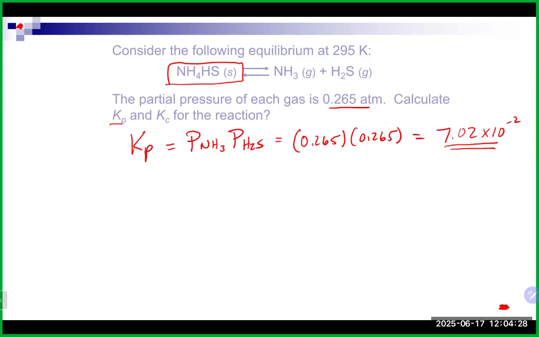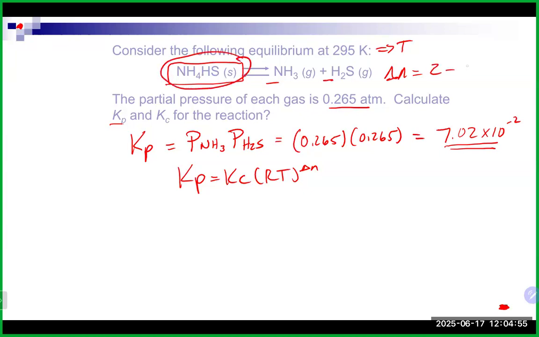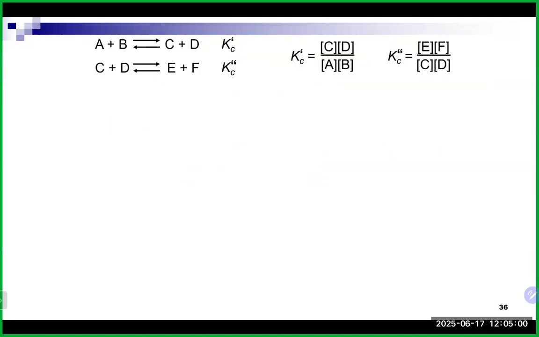Now, again, we have our Kp value. We could use that formula that relates the two together, and we could take our Kp is equal to our Kc times (RT) to the delta n. Here, our temperature was already in Kelvin, so we're good to go on that. R is obviously a constant. We do want to calculate delta n, so it is our product, which is one gas molecule, two gas molecules, minus our reactants, which is no gas molecules. So delta n in this case is going to equal 2.